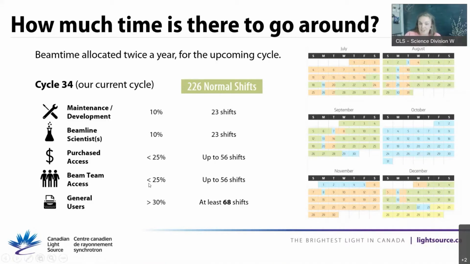Beam team access, again, is up to 25%, and that depends on the agreement with that particular beam team. There are some Beamlines where there's no beam team access reserved at all, and there are others where it's up to 25%. Then we come to the leftovers, which is the general user time. This is at least 30% at a minimum. In terms of shifts, that means we're left with 68 shifts to allocate to peer-reviewed proposals. Of course, that could be higher depending on the purchased access and the beam team access that's needed. But you can see that providing peer-reviewed access can become quite a competitive situation.